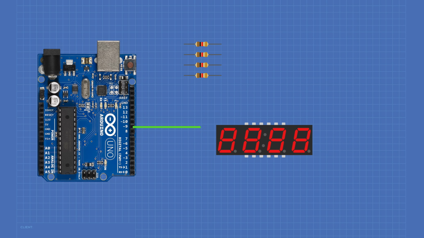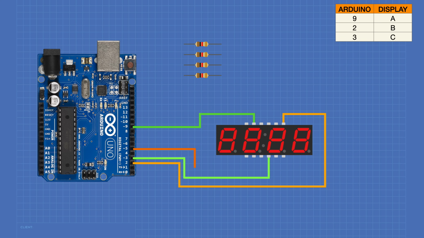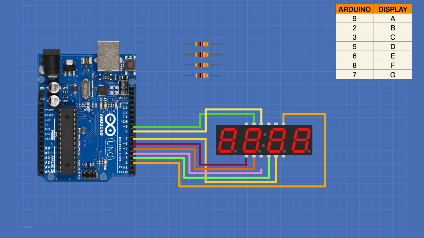We'll begin by connecting Arduino pin 9 to display pin A. Arduino pin 2 will go to display pin B. Arduino pin 3 to display pin C. Pin 5 of the Arduino to the display's D segment. Arduino pin 6 to display pin E, pin 8 to display pin F, and pin 7 to display pin G. We'll be connecting Arduino pin 4 to the decimal point pin on our display.